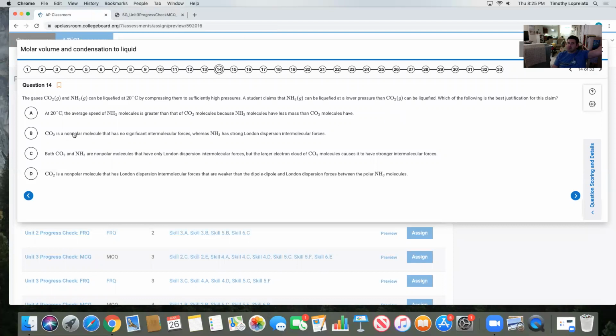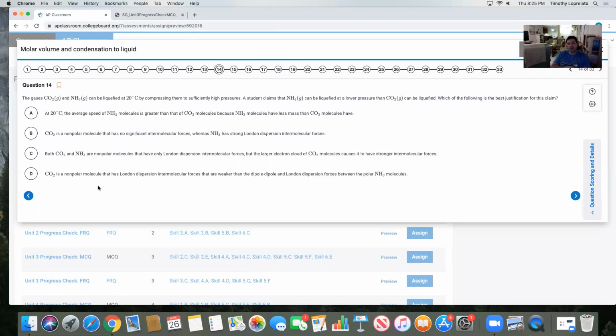All right. CO2 is a non-polar molecule that has no significant intermolecular forces, whereas NH3 has strong London dispersion intermolecular forces. Well, CO2 is definitely non-polar. The bonds do cancel out. And something with strong attractive forces is going to liquefy a little bit easier. It's going to condense. Both CO2 and NH3 are non-polar molecules that have only London dispersion intermolecular forces, but the larger electron cloud of CO2 molecules causes it to have stronger intermolecular forces. Well, that would be true, but is NH3 non-polar? I think it's forming hydrogen bonds. All right, so choice D.